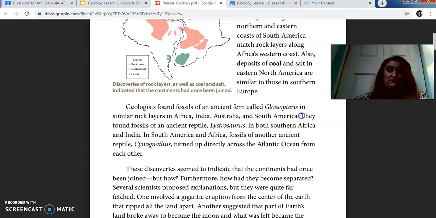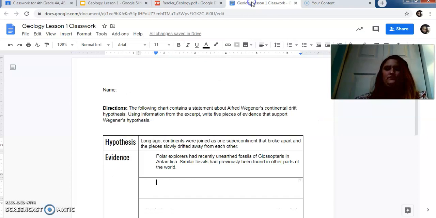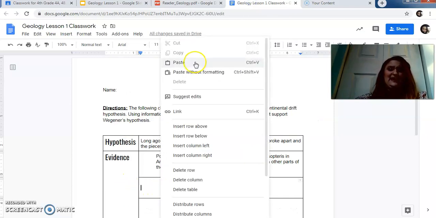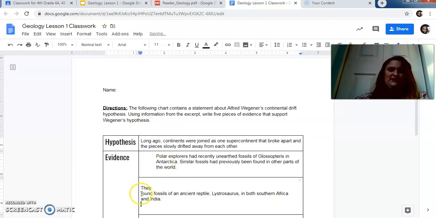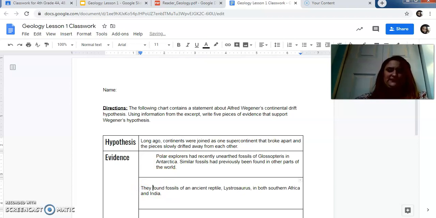This is another good one. They found fossils of an ancient reptile, Lystrosaurus. I'm killing these words. In both Southern Africa and India. So I'm actually going to copy this from here, and I'm going to paste it because this is, again, more evidence. It's pasting funny, so make sure you fix it when you get it.